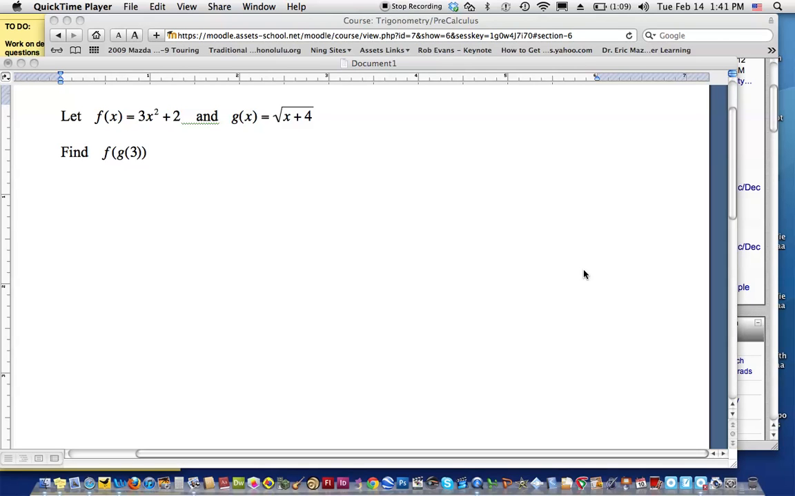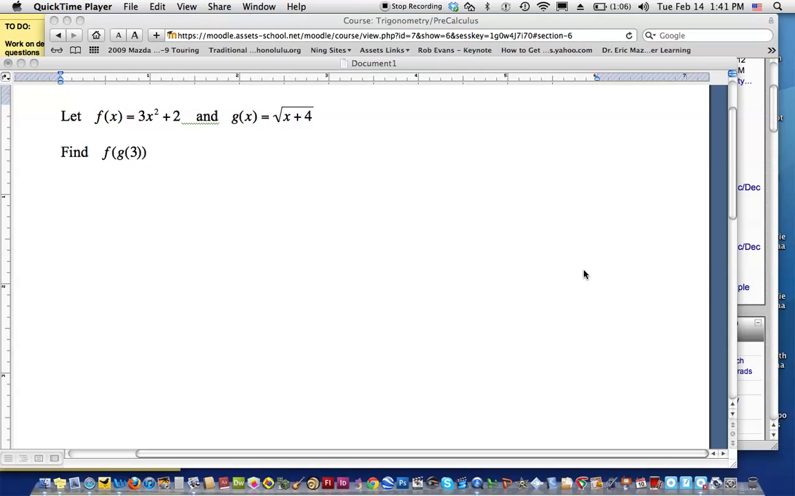Today I'm going to talk a little bit about composite functions. So I'm going to show you a couple of different examples of how to solve this. The first problem I'm going to show you is how to solve it specifically. So in this example we're looking at two functions.